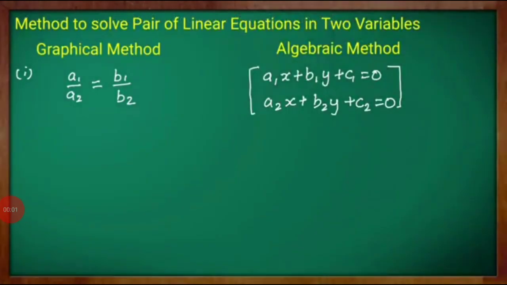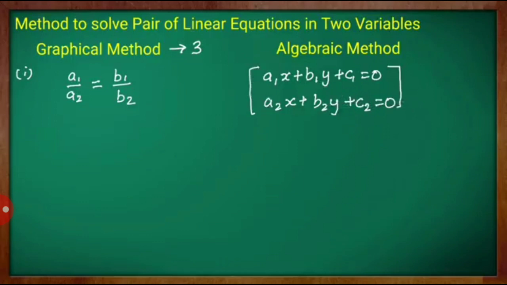Now students, for exercise 3.2 we have to see methods to solve a pair of linear equations in two variables. There are two methods: first graphical, second algebraic method. As we know, the pair of linear equations in general form is a1x plus b1y plus c1 is equal to 0, a2x plus b2y plus c2 is equal to 0.